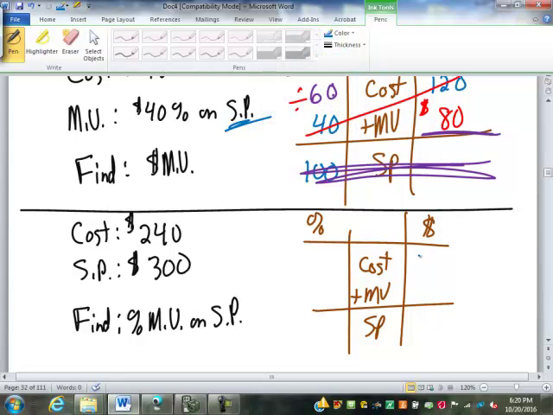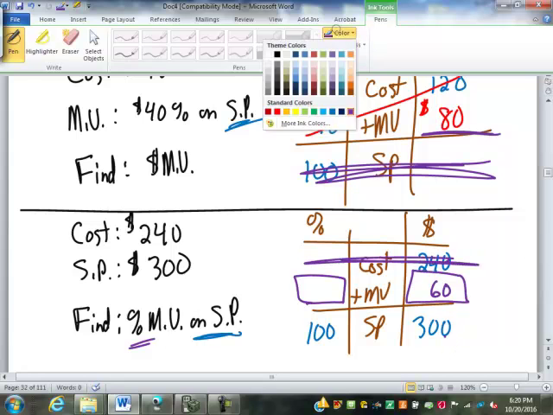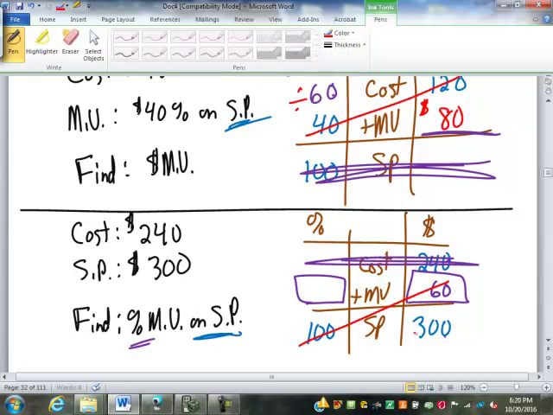So we're going to fill in $240 cost, $300 selling price. And I'm going to put 100% here on the selling price because it is markup on selling price. What am I asked to find? Percent markup. So this number right here. Which means I have to know the number across from it. It is $60. Just 300 minus the 240. Because 240 plus 60 has to equal 300. So now I'm not going to need the cost. I'm going to cross multiply. 100 times 60 divided by 300 is 20, right?